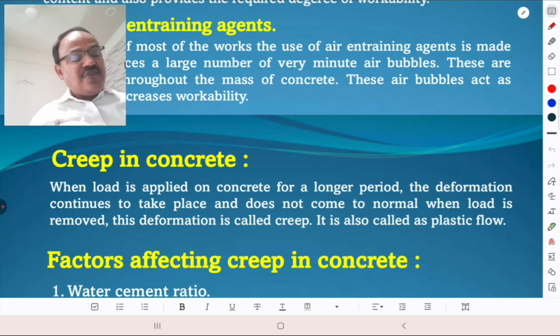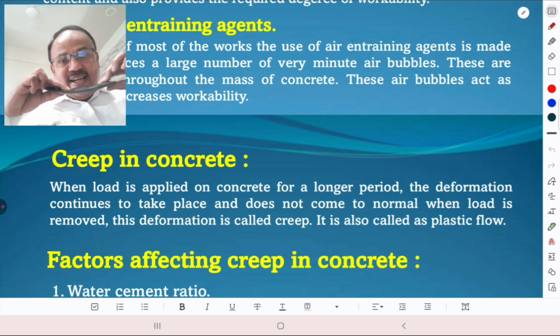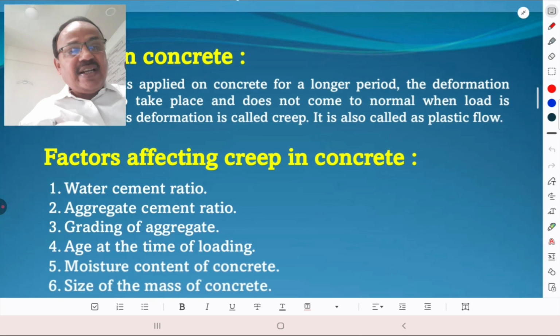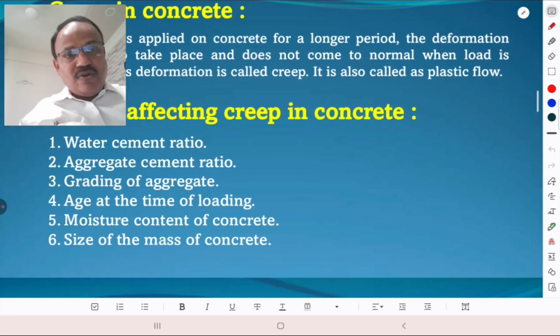What is creep? Creep is nothing but the deformation. If the original size of concrete is like this, and when load is applied on this concrete it is deformed like this, this deformation is called creep of concrete, or plastic flow. Then, factors affecting creep in concrete: same as workability, that is water cement ratio, aggregate cement ratio, grading of aggregate, age at the time of loading, moisture content of the concrete, meaning water content, and size of the mass of concrete. Size also affects the creep of concrete.